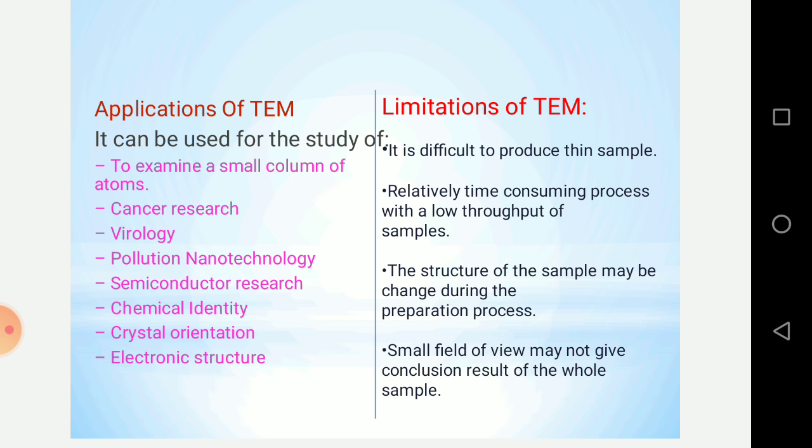It is difficult to produce a thin sample, as this technique requires very thin sampling so that electrons can pass through it. This thin sampling is very difficult to make. We should make it so thin that only a single layer remains, and that is a very tough task.